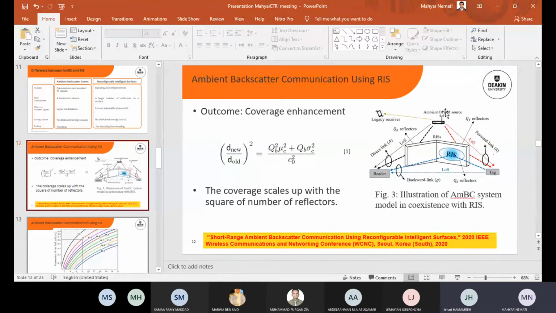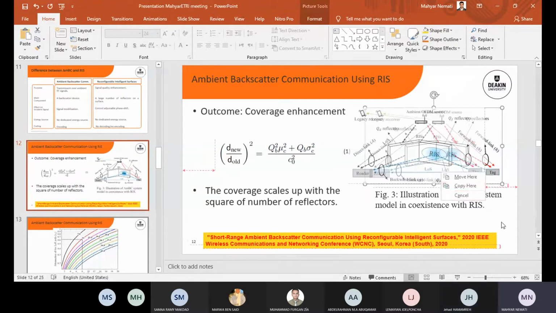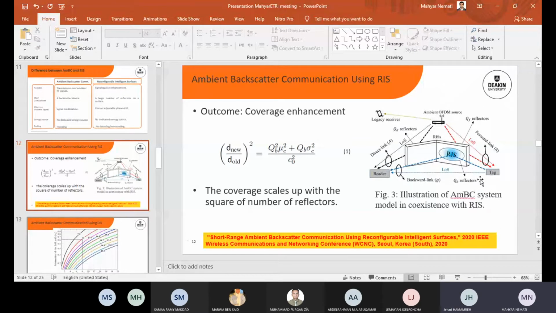These tags as usual, since it's in the same area, are exposed to the ambient OFDM signal transmitted from the wireless or Wi-Fi. It is able to receive that signal and then backscatter that signal towards the reader. So there are some parameters.